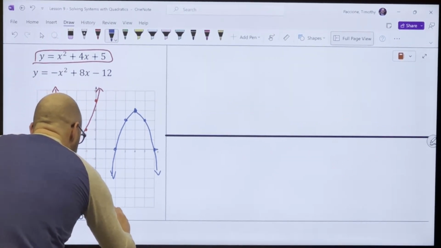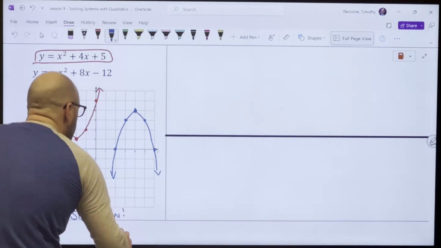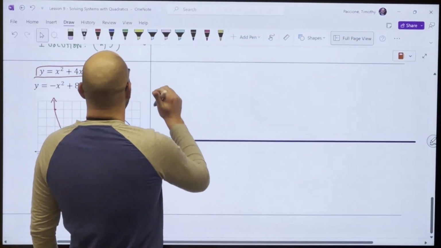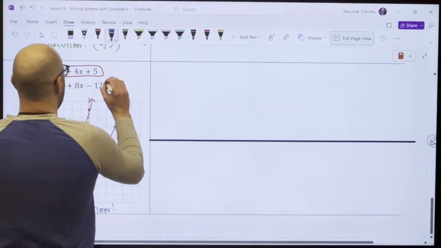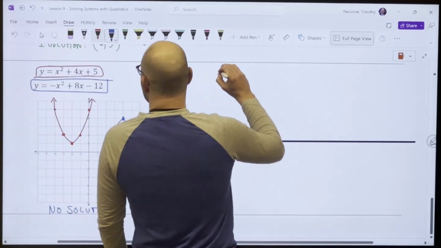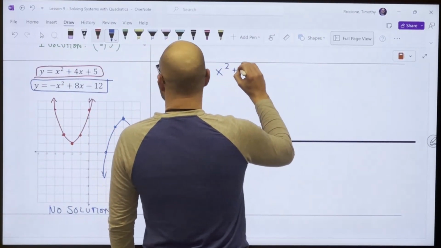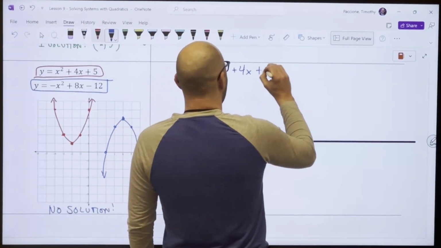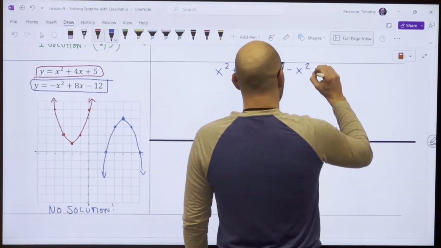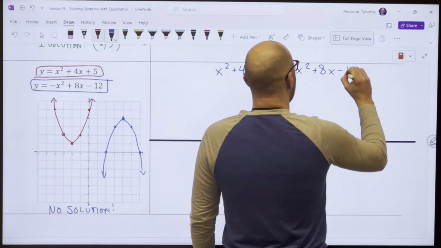There's no solution to this system, but you're right that imaginary numbers will come into play, and I'll show you what I mean. So if we were to do substitution here, where we set them equal to each other, right? We would say, okay, x squared plus 4x plus 5 equals negative x squared plus 8x minus 12.